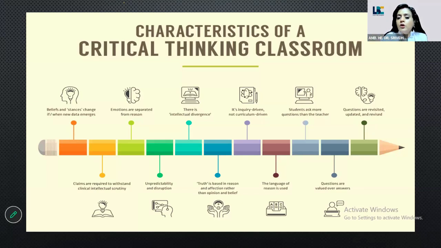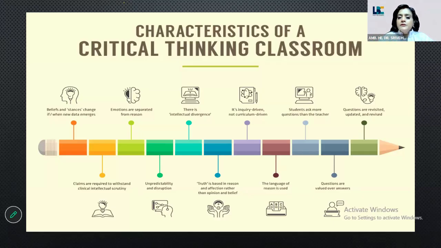Inquiry driven and not curriculum driven, where the curriculum is given in the textbook already, where the students go and perform, in the sense they engage in the classroom, they explore, they experience, they excel, and they enumerate. So there is an inquiry-driven process, and the student asks more questions than the teacher. So definitely it is not the chalk and talk method, where students are involved in the process and will be more engaged. The questions are revisited, updated, and revised, such that everyone will have a contribution, as I told you, according to their thinking capacity, according to the different hats that they are wearing.